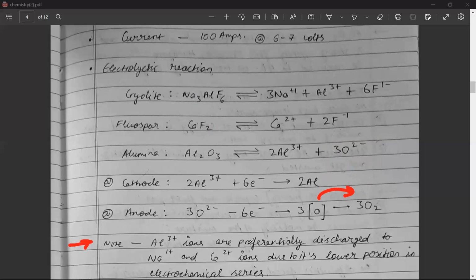Aluminium ions are preferentially discharged. So please do remember this keyword, preferentially discharged, over Na+ and Ca2+ ions due to its lower position in the electrochemical series. Sodium and calcium are in the top 3 of the electrochemical series, while aluminium is somewhere in the middle. Okay, so let's scroll down a bit.